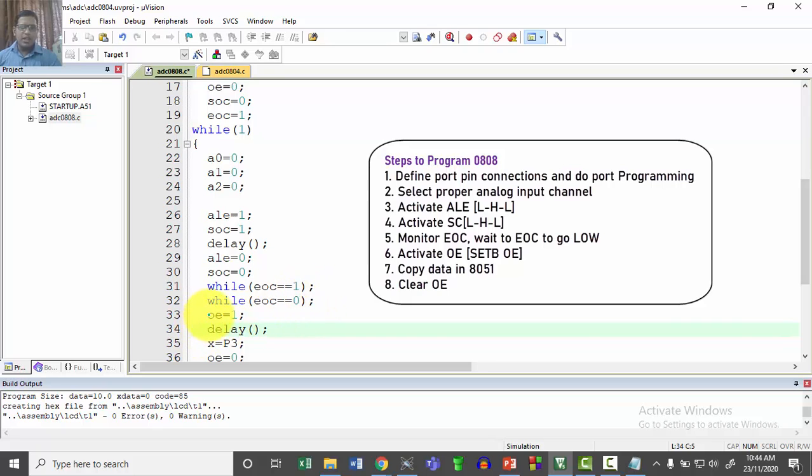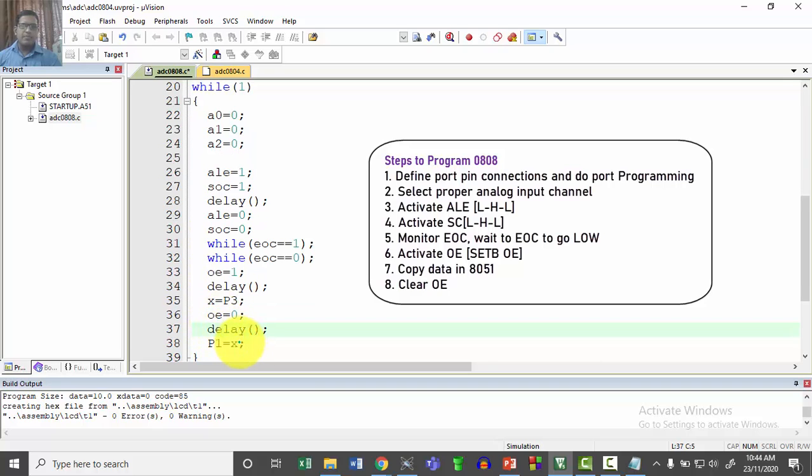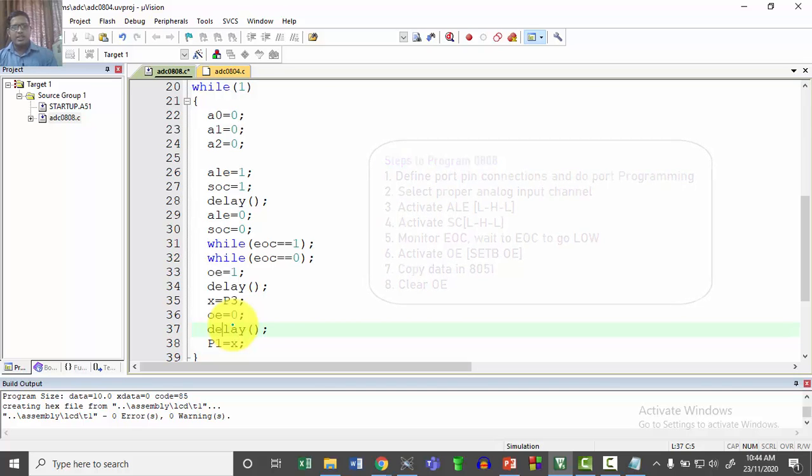And what will happen because of that? OE is equal to 1, meaning activate the read enable signal, just read the data from port P3, and whatever data we read, simply forward it on port P1. So in this way, by following the given steps, we write the instructions, and I have performed the ADC0808 interfacing with the 8051 microcontroller. So let us see its implementation in progress.